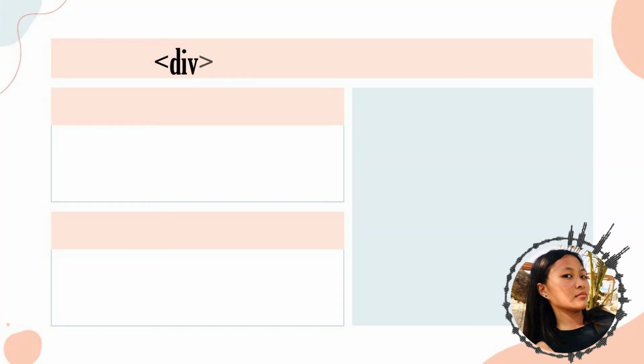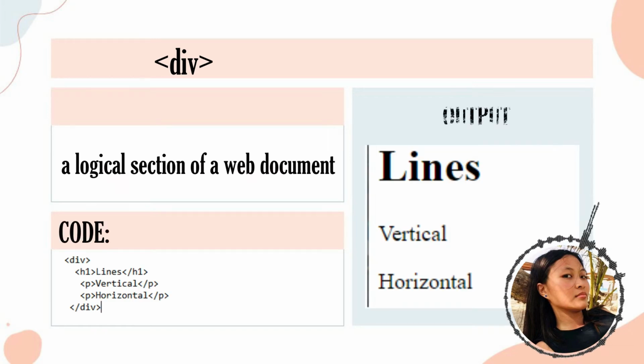Next, we have the div tag. So the div tag is a logical section of a web document. So this is the syntax and this is the output. As you can see, in the syntax we use a header tag 1 for the lines, which explains why in the output the lines are in the bigger text, because the lines is the only quote we specified with the header tag, and the rest is in their normal font.